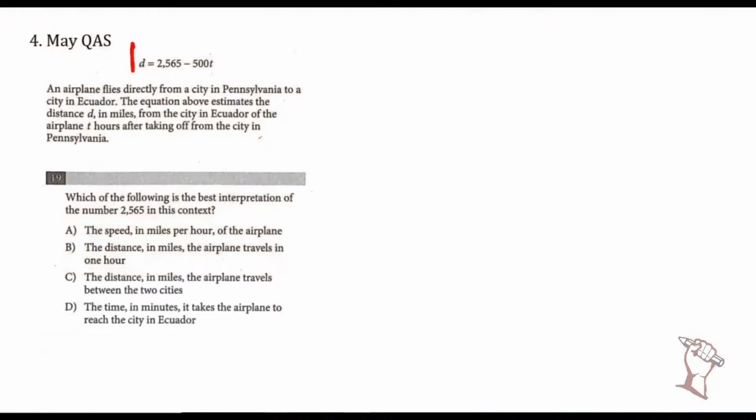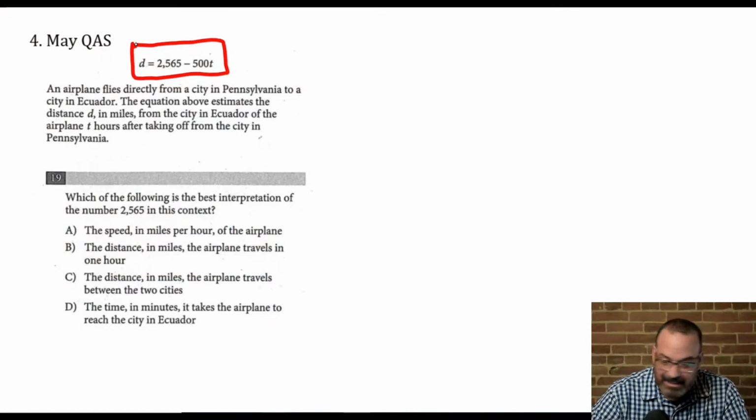All right, let's move on. Question number 4. What do we have again? A backwards linear function. Notice what I'm doing tonight. I'm teaching backwards linear function, and it says an airplane flies directly from a city in Pennsylvania to a city in Ecuador. This definitely has to be Philadelphia because there's no direct flights out of Pittsburgh to anywhere. The equation above estimates the distance d. Did anybody say anything?